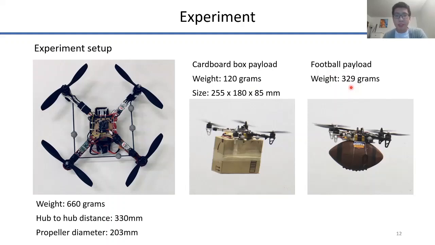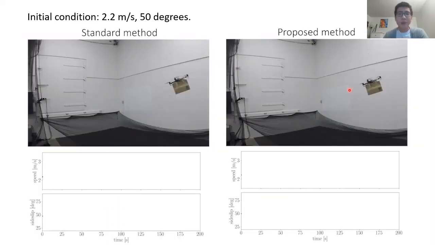A motion capture system was used for the state estimation, and a voltage and current measurement module was connected to the battery to measure the instantaneous power consumption. I'm going to show some videos of the experiments.